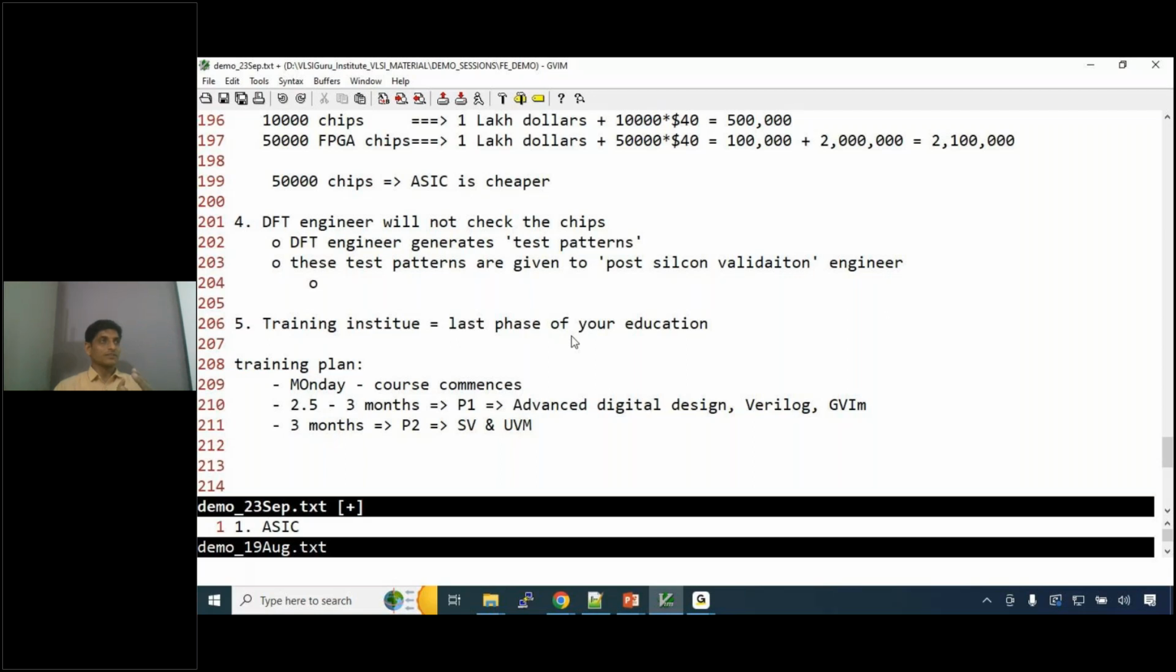Second option is what? You want to take a break. After 3 months, you have some work for whatever reason. You can pause the course for 2 months, 6 months. You can again come back and continue the course. Institute runs for the student flexibility. As long as it doesn't impact the institute, we don't have any problem.